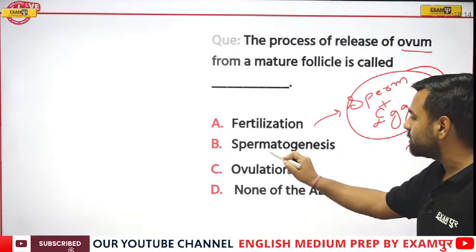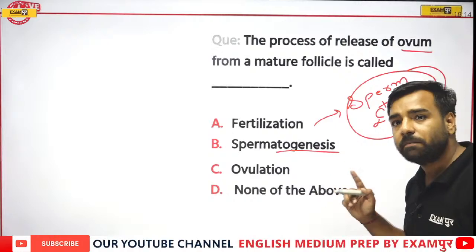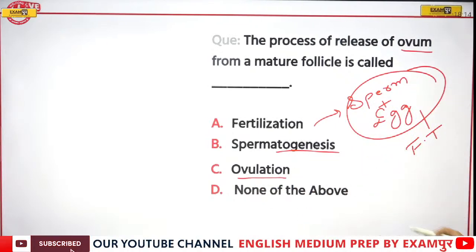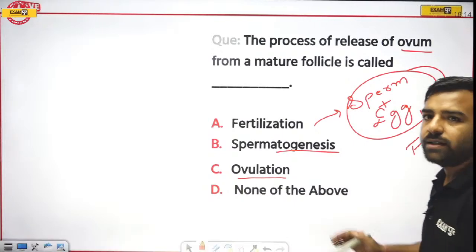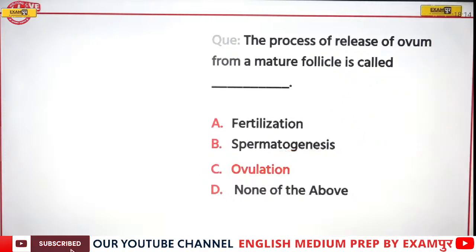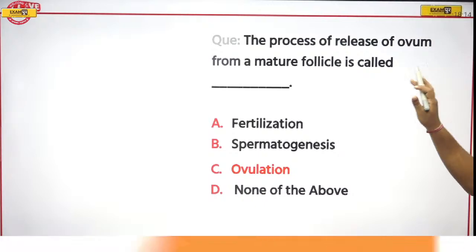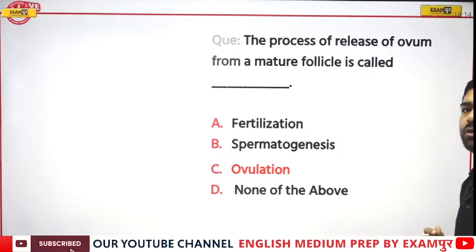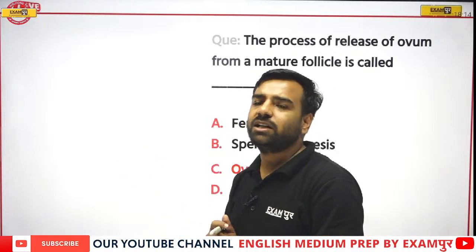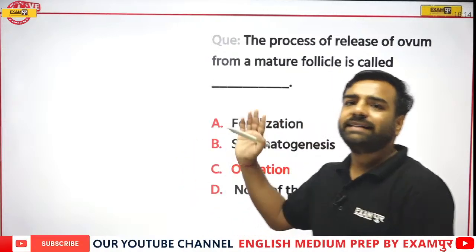If I talk about spermatogenesis, this is actually the generation of a sperm. But when I talk about the ovulation process, this is the process of release of ovum. So here, in this case, option C will be correct. And yes, option number C is the correct answer. So the process of release of ovum from a mature follicle is called ovulation. Is it correct till now? So yes, Abhishek, you are totally correct. This is actually ovulation. So I guess these things are correct.